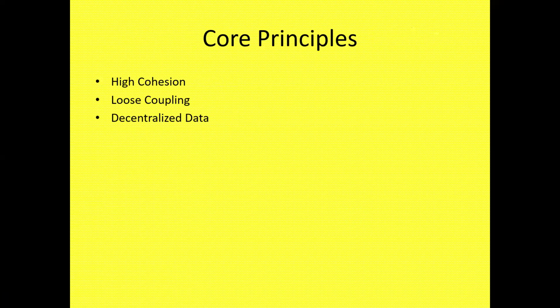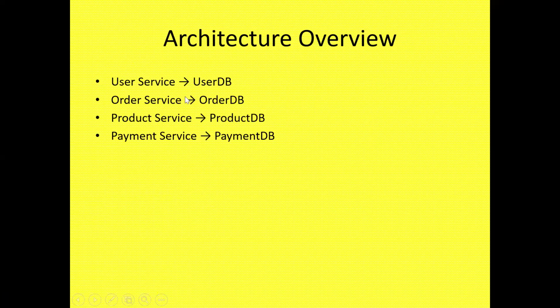Now coming back, core principles, leave it. This is the architecture overview we discussed. User service will have a user DB. Order service will have an order DB. Product service will have a product DB. Payment service will have a payment DB. So whenever you are making a microservice, every individual microservice will have an independent database. You should not connect a single DB with the different services. That is not a proper design. Did you get my point?